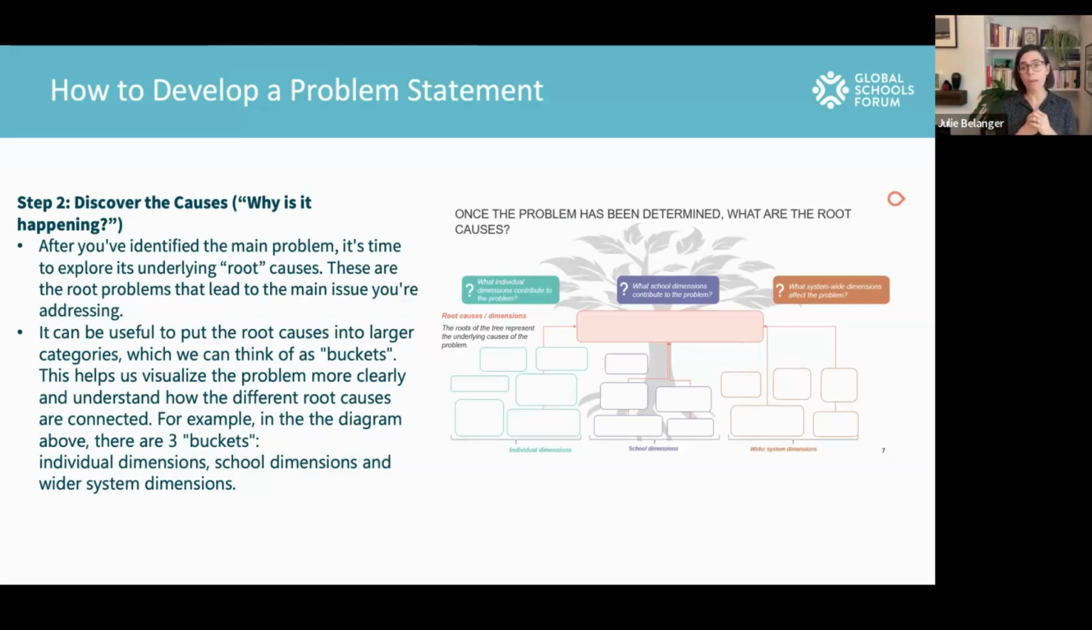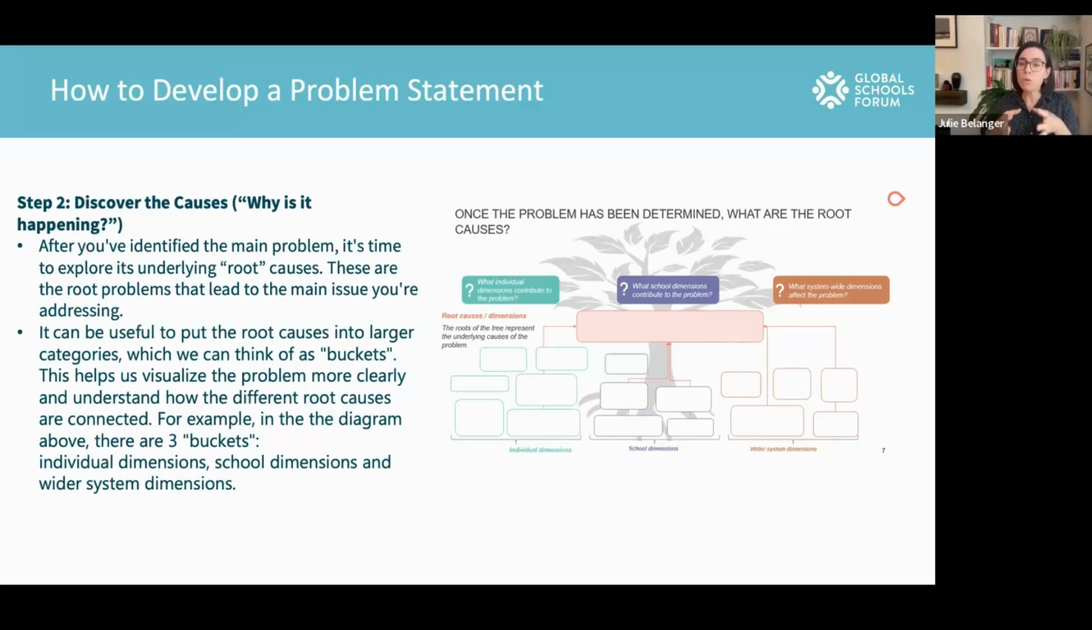So an example here are, for example, what are some of the individual dimensions that contribute to the problem? So what is it that the teachers bring that make it difficult for them to use the good pedagogical practices in the classroom? Is it because they don't have enough training, not enough experience, they don't care enough, they have other jobs, whatever it might be. So they might have individual kind of dimensions.